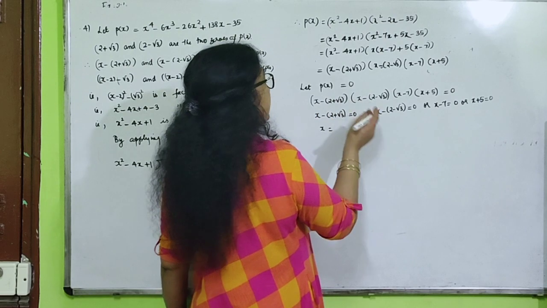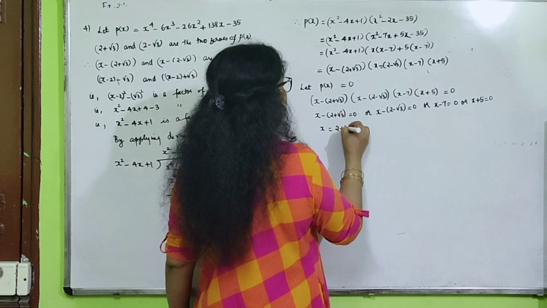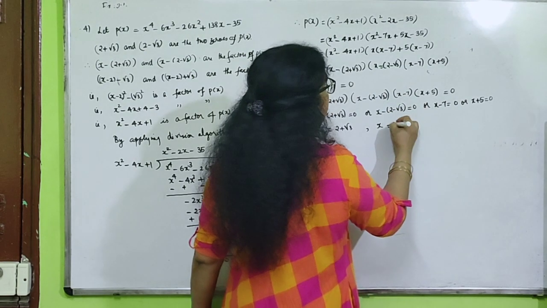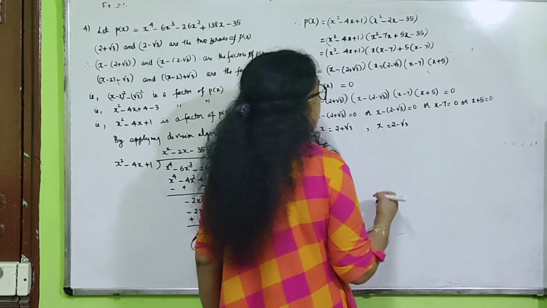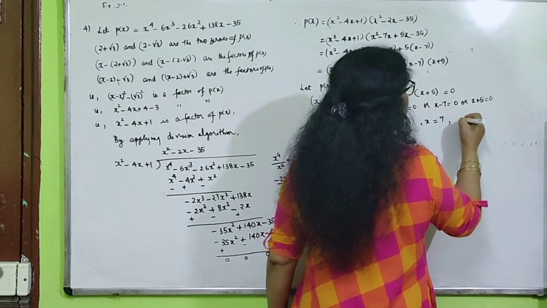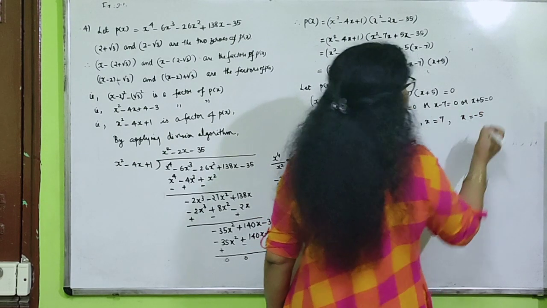x minus 1, taken to the side, plus, so 2 plus root 3. x, this minus 1 taken, 2 minus root 3. Then x equal to minus 7, on taking, positive 7. And x plus 5, taking, minus 5.